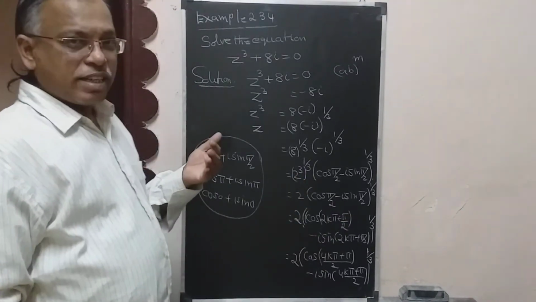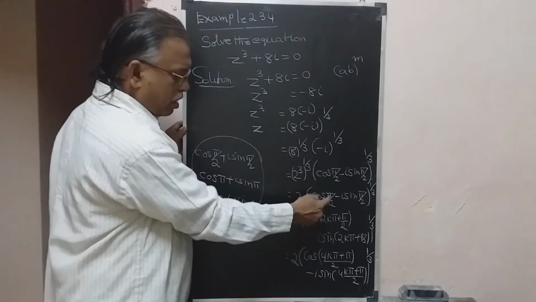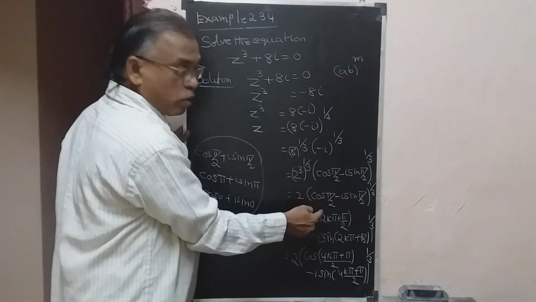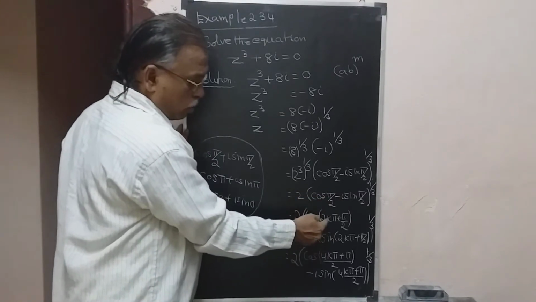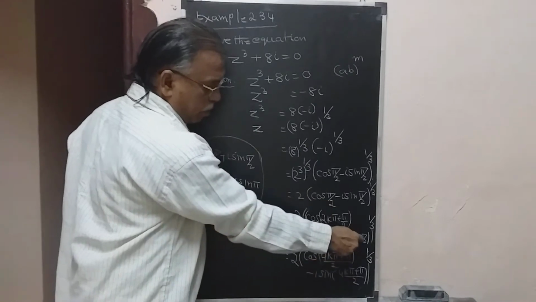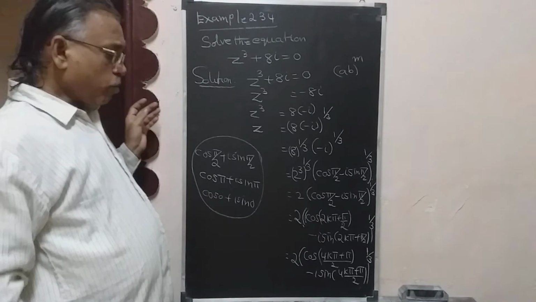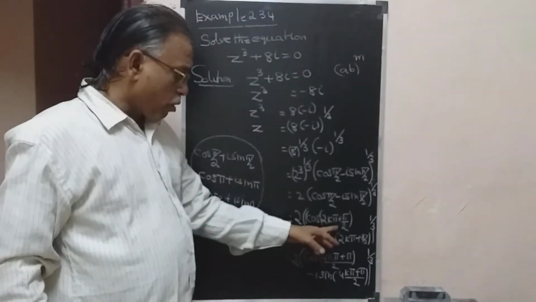Now what about the second step? Add 2k pi to the argument. So this is the argument theta, and to this you must add 2k pi. So cos of 2k pi plus pi by 2 minus I sin of 2k pi plus pi by 2 whole power 1 by 3. Now I can take the LCM.